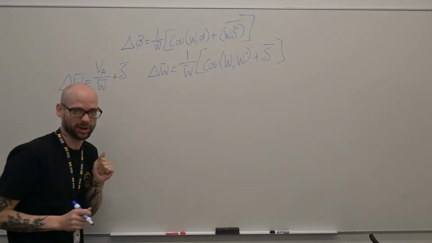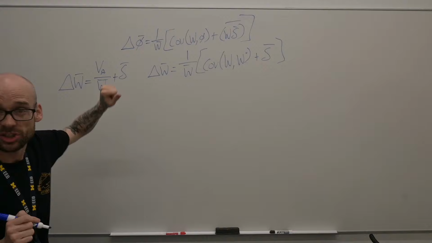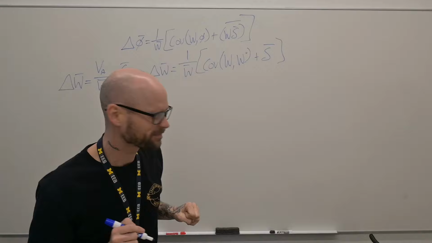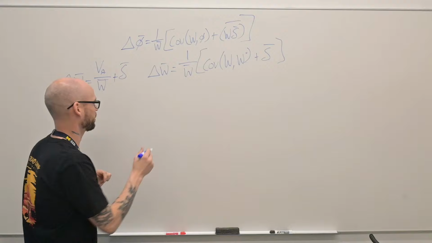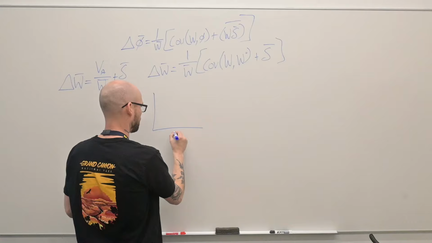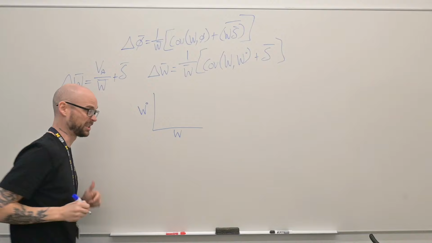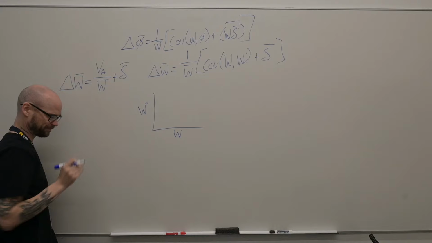To relate it to what we call the additive genetic variance, we need to know what else covariances are equal to. And to do this, we need to learn about what's called a linear regression, specifically a least squares linear regression. So let's draw this out here, and let's put ancestor fitness and descendant fitness. On the x axis is ancestor fitness, and on the y axis is descendant fitness.